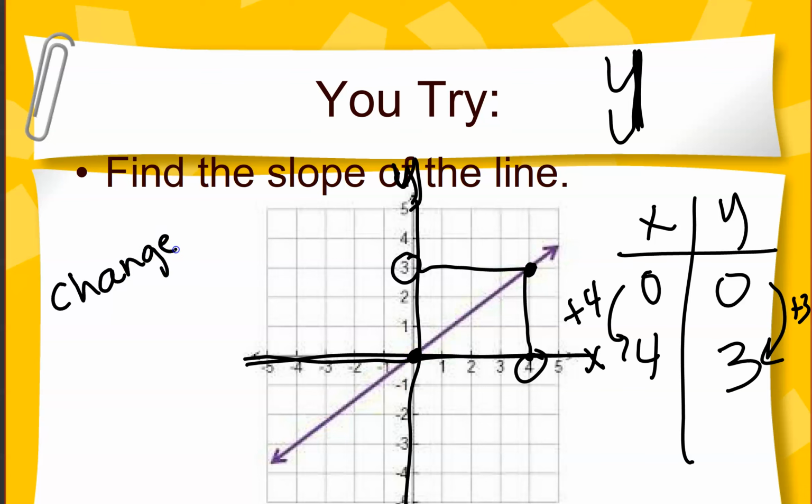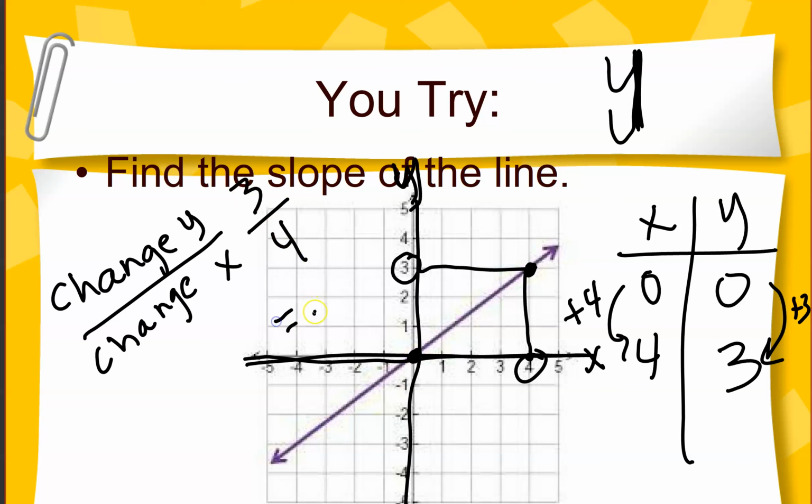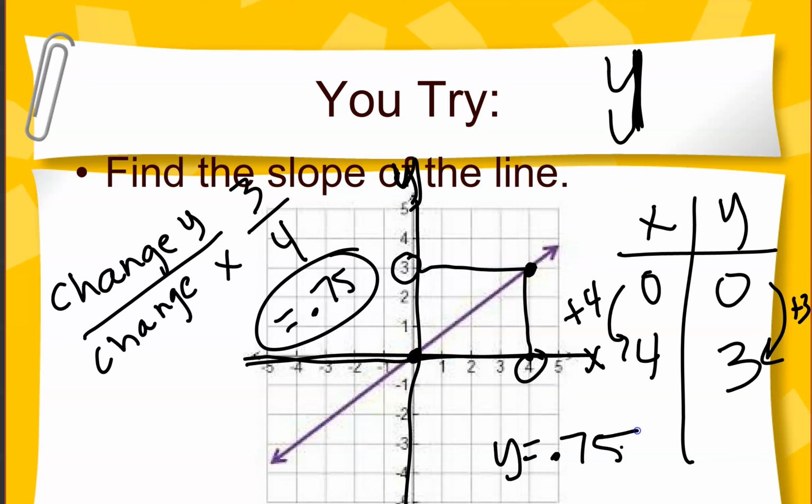So change in Y divided by change in X. Again, guys, you can double check on the calculator. Change in Y was 3. Change in X was 4. 3 divided by 4 is 0.75. So my constant for this graph is 0.75.